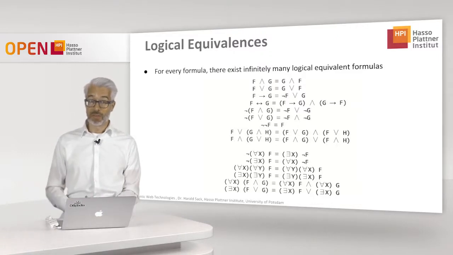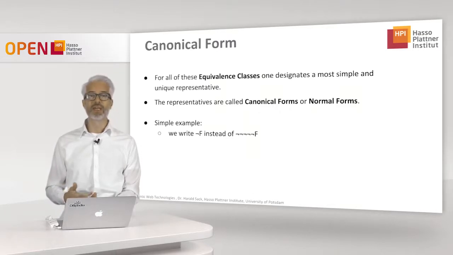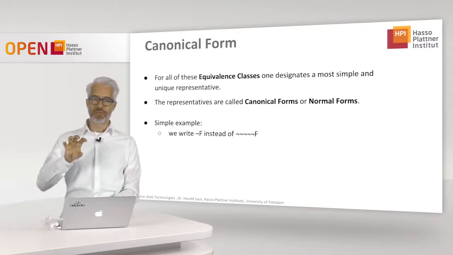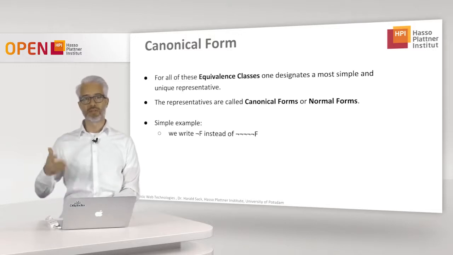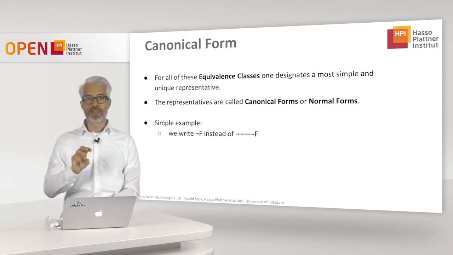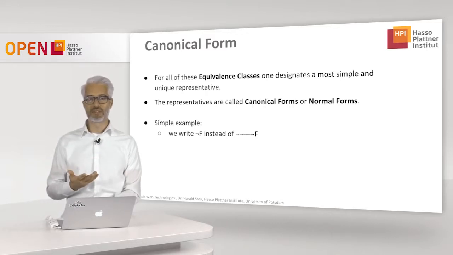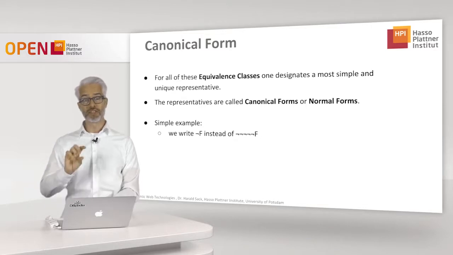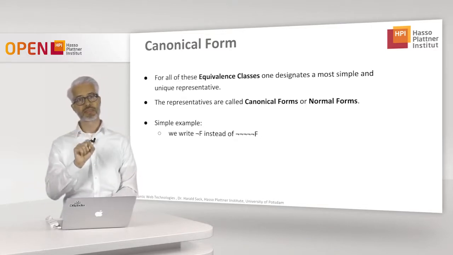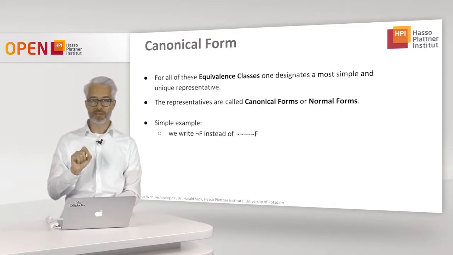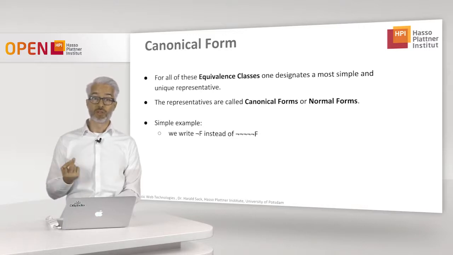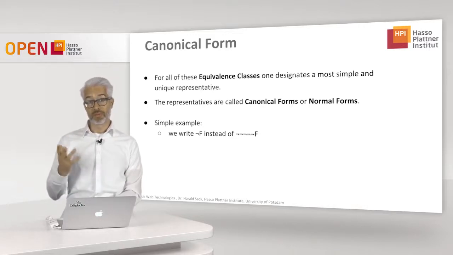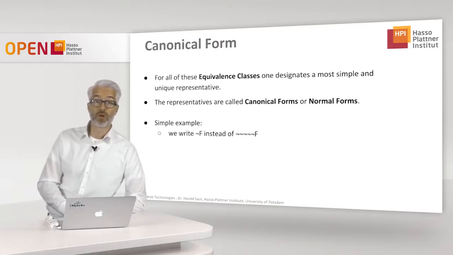Therefore, what you do is you try to find equivalence classes, which contain formulas of equivalent logical value. You designate a most simple and unique representative of that class, simply to make clear that if there is an algorithm that leads straightforwardly to exactly that most simple and unique representative, which is called a canonical form, then you are able to compare two logical expressions, whether they compute the same or whether they are different. These representatives are called canonical forms or normal forms.